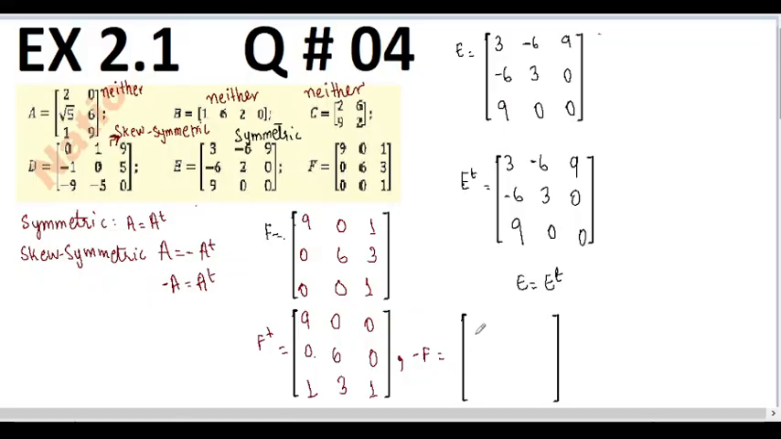We are going to find minus F to check if it is skew symmetric or not. So minus F equals, we are going to change the sign of all of the elements contained in F. So it becomes -9, 0 remains as it is, and 1 becomes -1, 0, -6 and -3. 0 and 0 remain the same, and 1 changes into -1. It is equal to none of these, so it is not even skew symmetric, so this one is also neither.